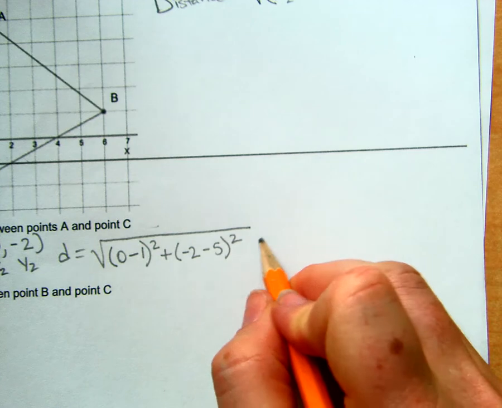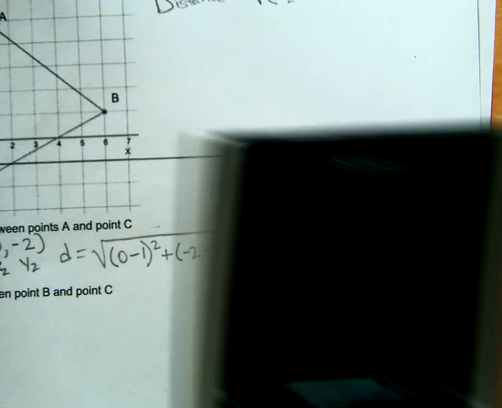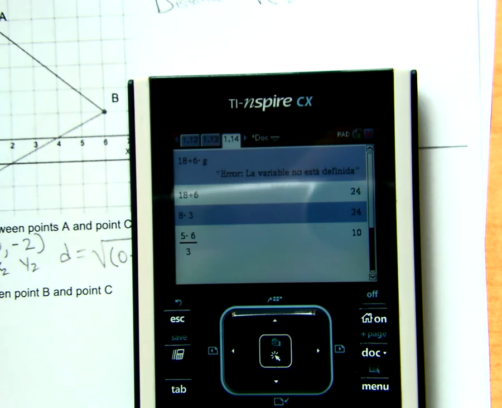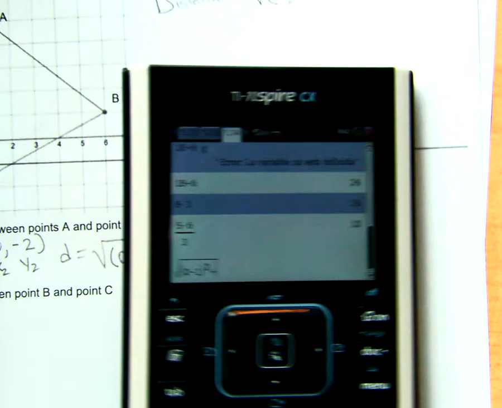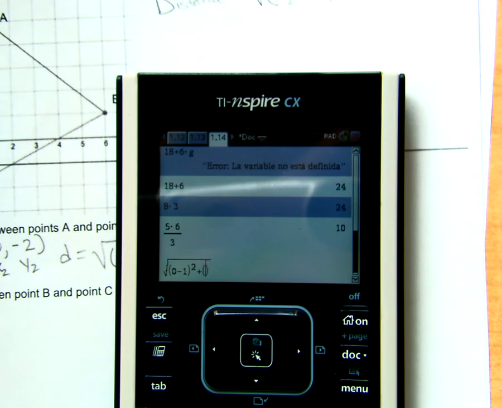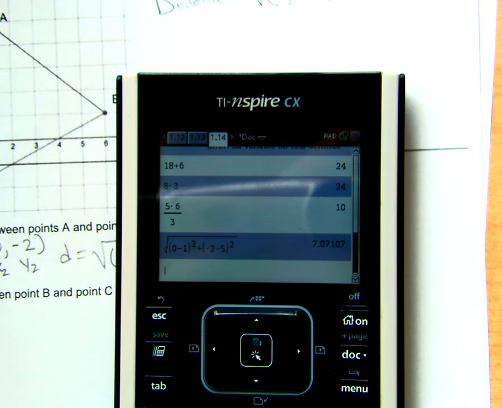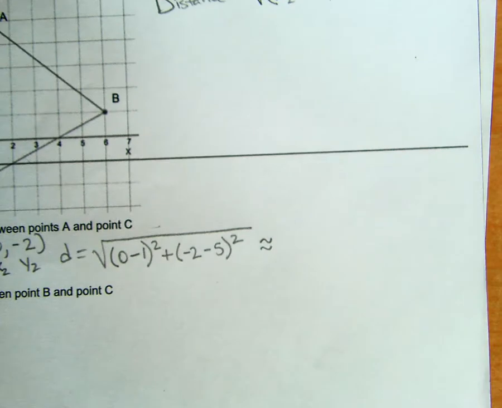And you can actually, I don't mind, go straight to decimals. So we're going to have the square root of 0 minus 1 squared plus, what was it? Negative 2 minus 5 squared. Make sure you're using your parentheses because that's going to make a huge difference for these problems. We end up with 7.07.